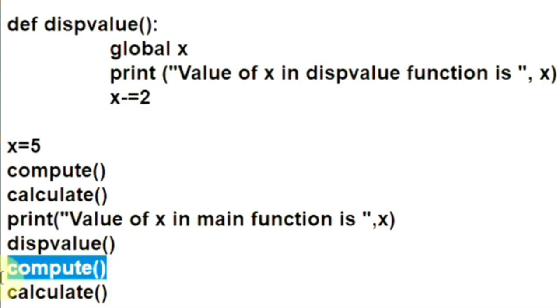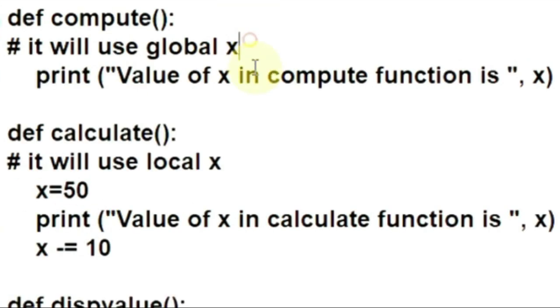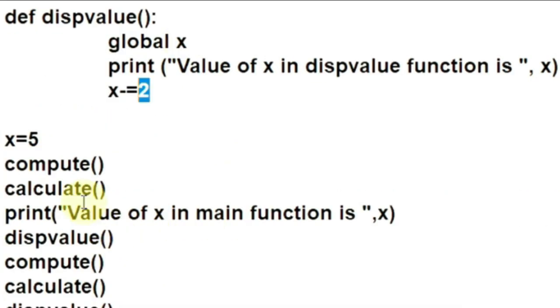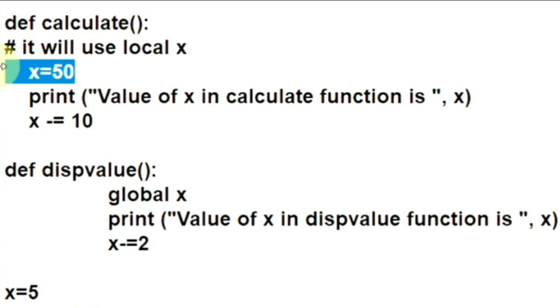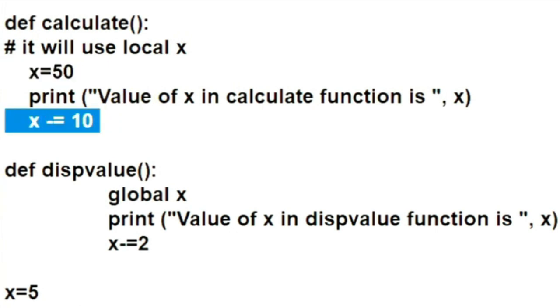Control is invoking the compute method again. You are using the global variable x. It will display the value of x as 3 because you have subtracted value 2 from x. Okay. Now you are again invoking calculate function. It will reinitialize a local variable as 50. Value of x in calculate function is 50. It will make it 40, but of no use again.